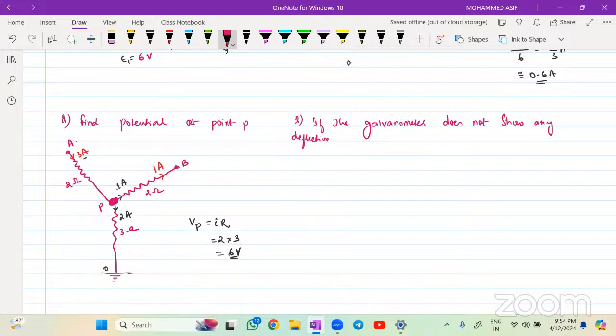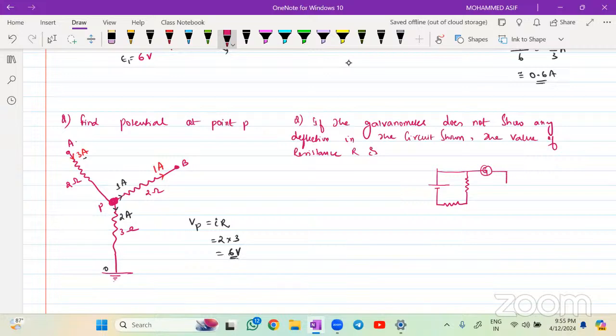Okay, sir. If the galvanometer does not show any deflection in the circuit shown, my question is what is the value of the resistance capital R. The given figure is something like this: positive terminal, negative terminal, and here there is one more resistor in between this one, and to this one there is one more resistor connected to this terminal, and here there is a galvanometer connected to this one, and here there is a battery, positive and negative, connected, and this is the circuit.